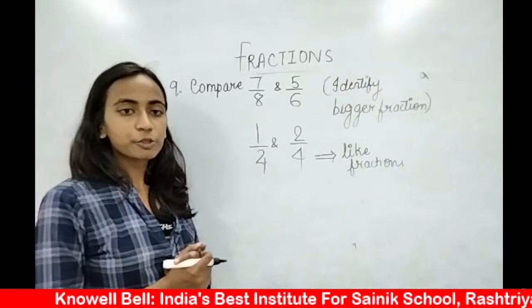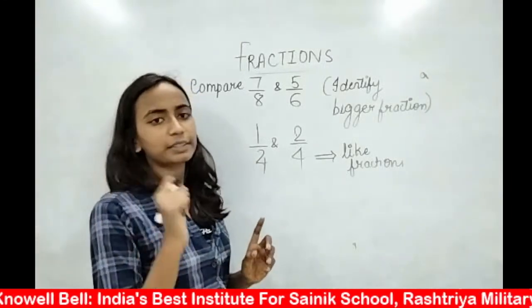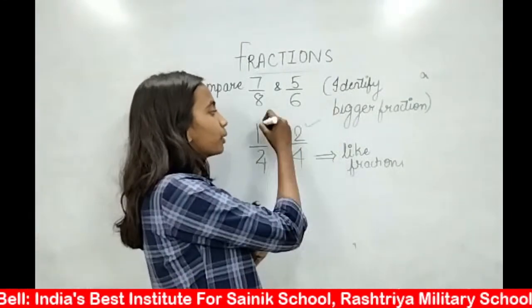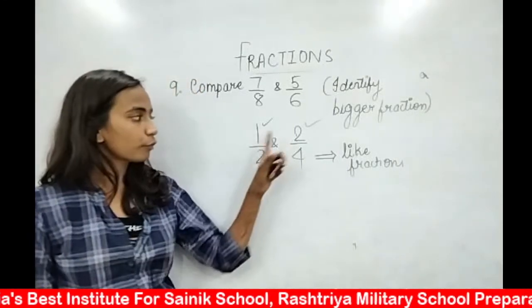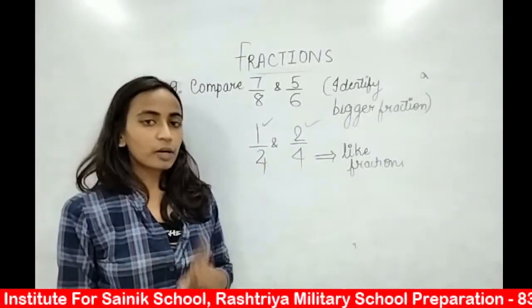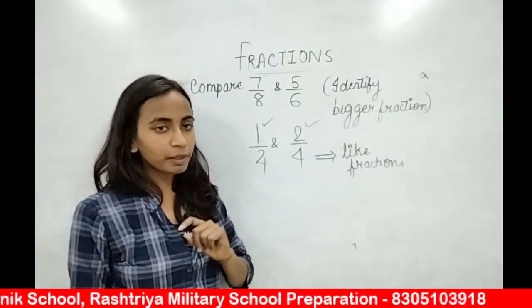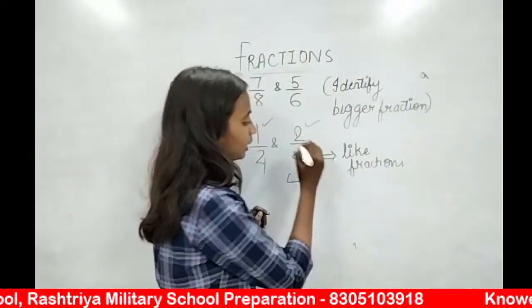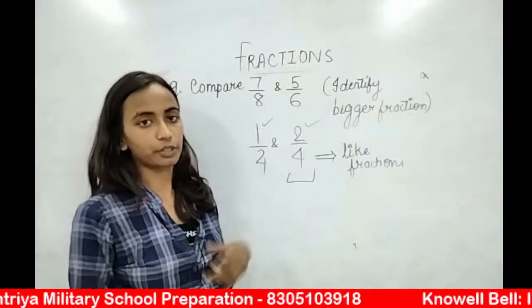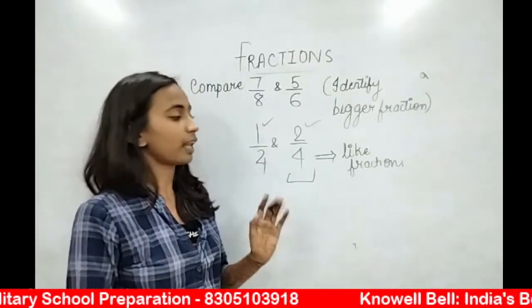So if we want to compare like fractions, that's very simple. What will you do? You will look at the numerator. Between 1 by 4 and 2 by 4, which numerator is bigger? The numerator of 2 by 4 is 2. 2 is the bigger numerator. So definitely 2 by 4 is the bigger fraction. That's how you can do it in like fractions.